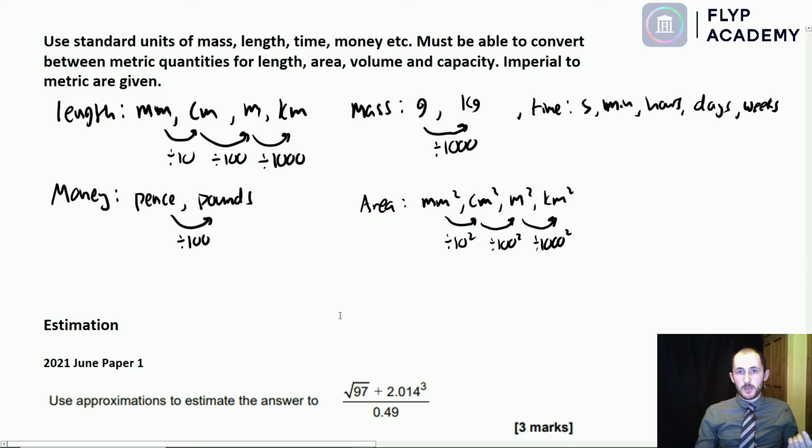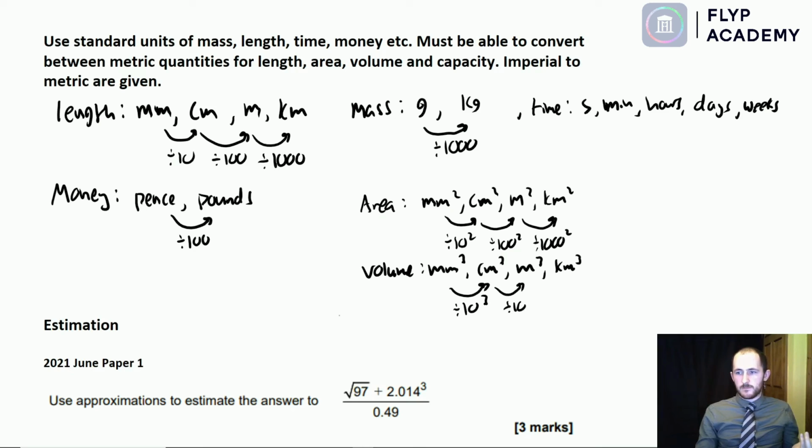So with volume, you can probably guess. Again, millimeters cubed, centimeters cubed, meters cubed, and kilometers cubed. You're going to be dividing by these values cubed, and so on. And any other things they may give you in terms of imperial units, like inches squared and whatever, they will give you the conversions for them.